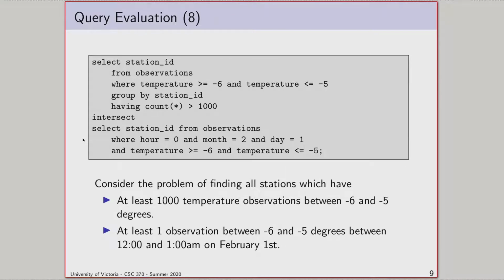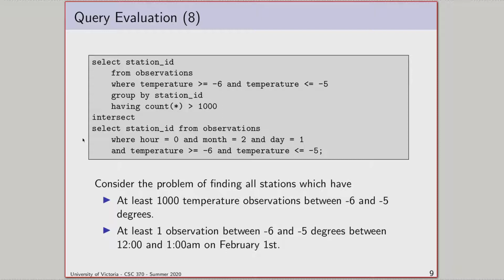So let's consider another example before I get to my main point. Let's say I want to find all stations that have at least 1,000 observations between -6 and -5 degrees. We don't see that very often in Victoria. So -6 and -5, and at least one observation between -6 and -5 between midnight and 1 a.m.